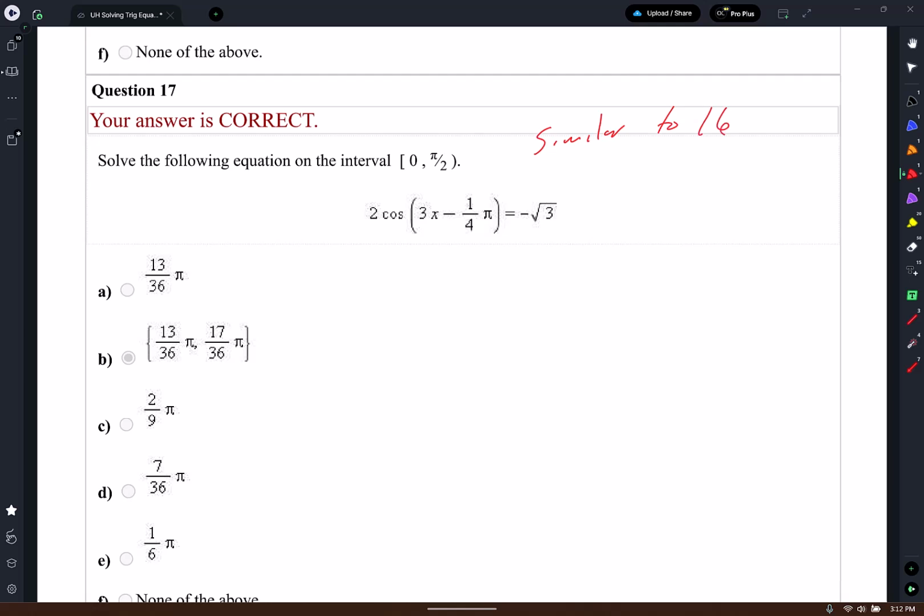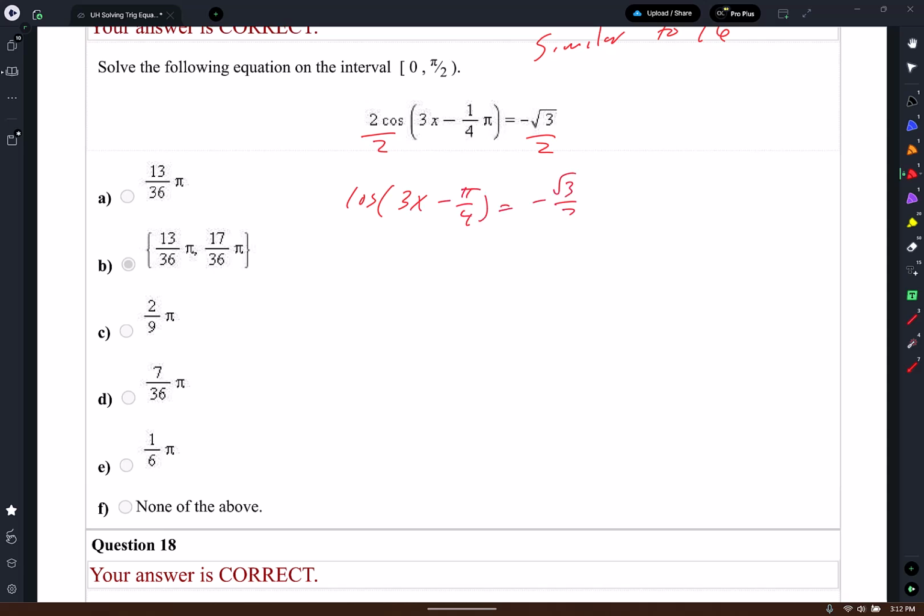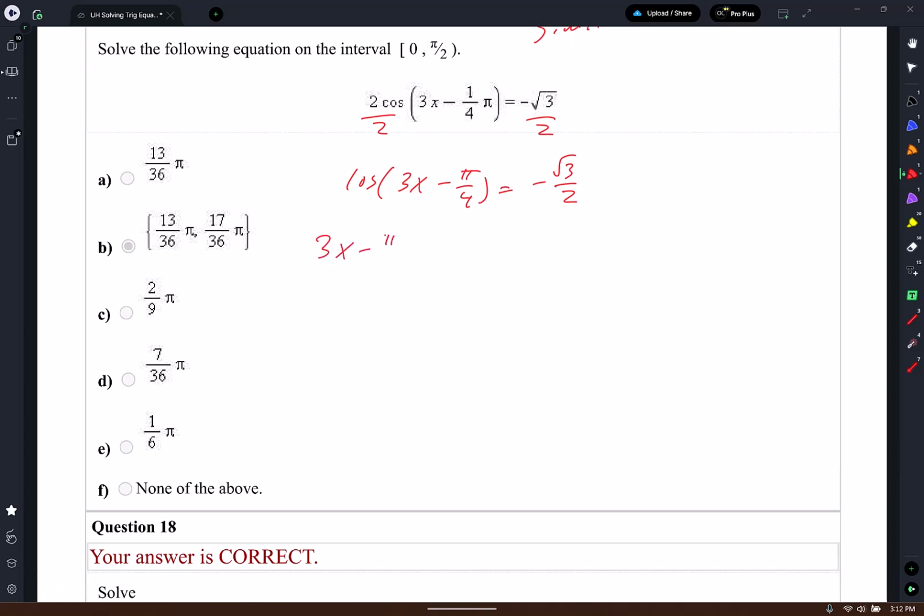All right, similar to 16, divide both sides by 2. So we're going to have cosine of 3x minus pi over 4 equals negative square root of 3 over 2. Are we still okay? Okay, next move. How do I get rid of the cosine? Inverse. 3x minus pi over 4 equals arc cosine of negative square root of 3 over 2 plus 2 pi n. I don't know if you remember, but in the notes, we put a plus minus in front of the arc cosine. Do you guys remember that? I haven't been doing that at all.